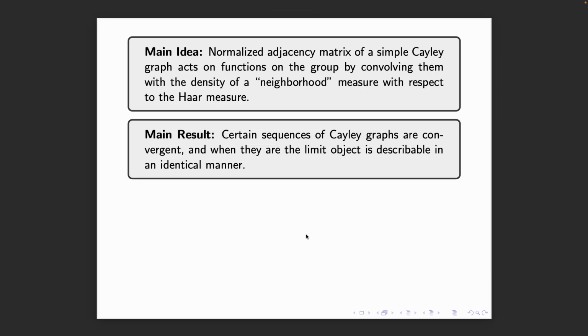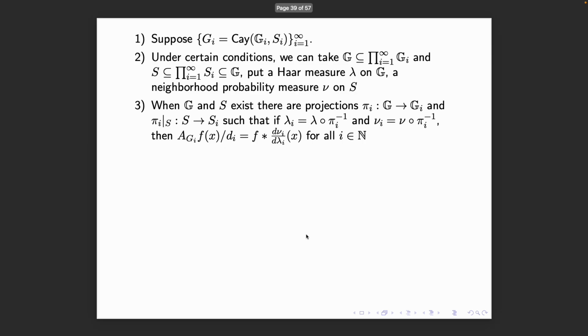So the main idea is that the normalized adjacency matrix of a simple Cayley graph is going to act by convolving the functions defined on a group with a density of some neighborhood measure with respect to the Haar measure. And my main result basically says that certain sequences of Cayley graphs are convergent, and when they are, the limit object can be described in an identical manner.